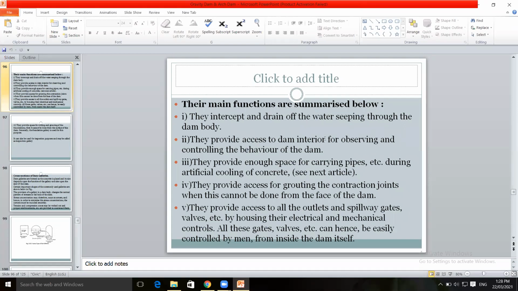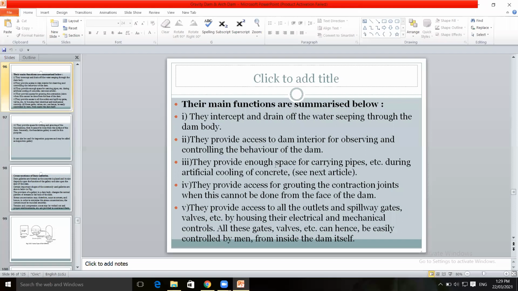They provide access to the dam interior for observing and controlling the behavior of the dam. Necessity: it provides access to the dam interior. Galleries are provided inside the dam. Access is provided to observe the seepage of water, for observing and controlling the behavior of the dam, how the dam's behavior is, how the seepage of water is, and for inspection purposes. This is the second function.